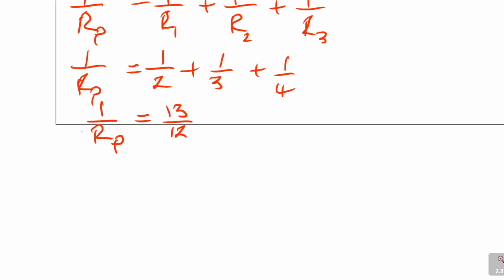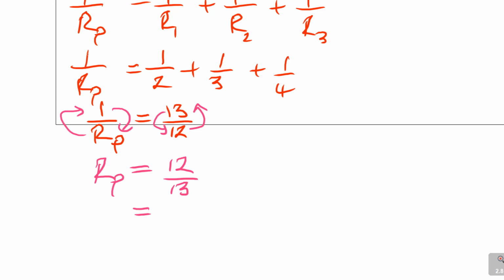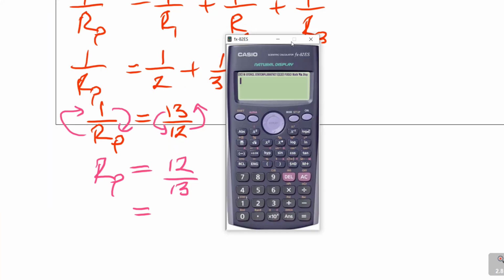Then to get RP, you do what is called flipping. Take this to the top, take this to the bottom. It will be RP over 1, which we can call RP, is equal to, you do the same thing, flip this and flip this, it will be 12 over 13. That's what you just do. You flip the other side, and then that becomes your answer. Not 13 over 12. The answer is 12 over 13.